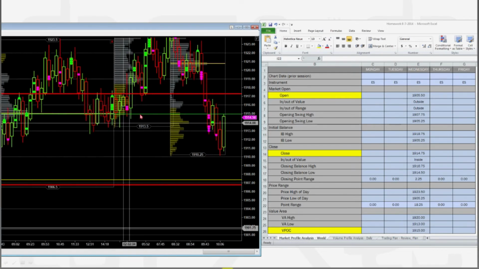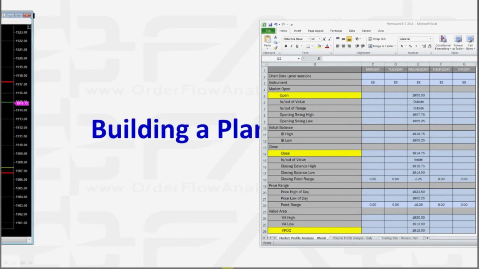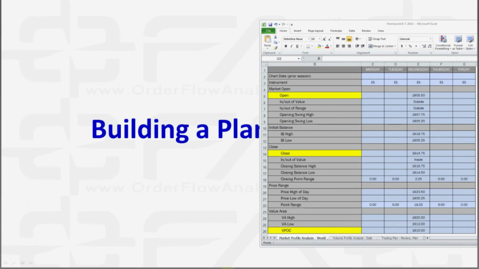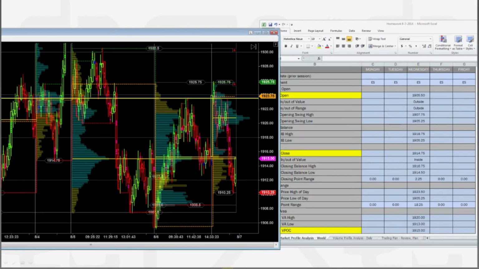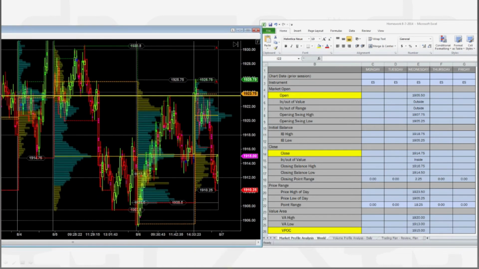Oh, you know what? I just remembered I have an RTH only session. Let me bring that over. There we go. That's much better. So this chart shows the volume profiles for just the RTH sessions.